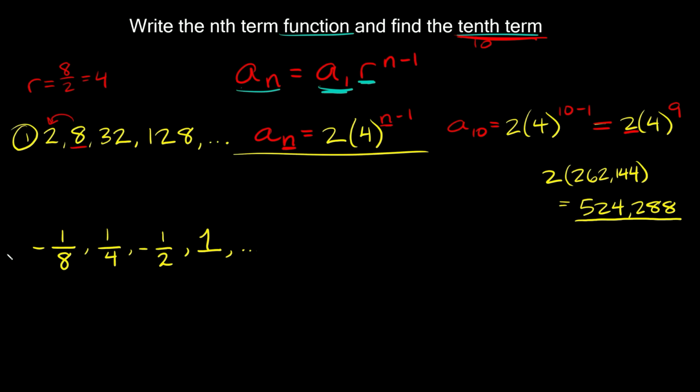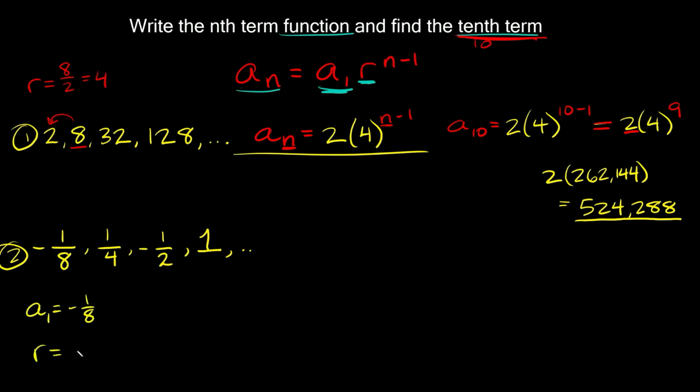All right, let's try one more right here. So here's the second problem. Here we have -1/8, +1/4, -1/2, +1, right? So again, write the nth term function. It's just going to be this formula right here. And for the function, again, we only need to fill out what a of 1 is and the ratio, okay? So first of all, a of 1 is equal to just the first term right here, -1/8. Okay, so we can just write that here. A of 1 is equal to -1/8.